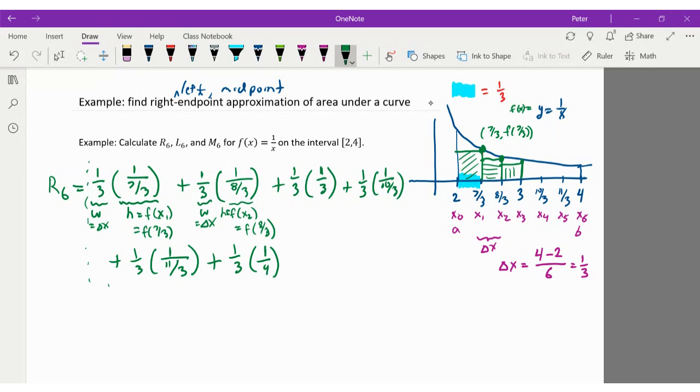Okay, so anyone have any question about what I've done here, about how I've created this sum of 6 different things? Why is it 1 over the fraction? Because that's the function. The function that I'm trying to find the area under is 1 over x. So I'm just plugging in the x values.